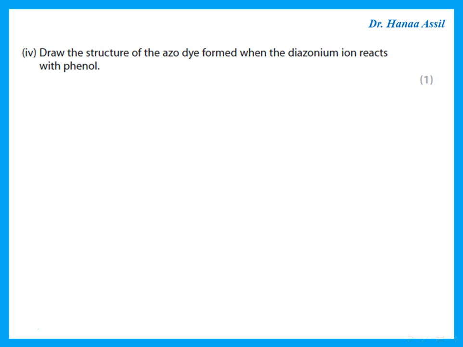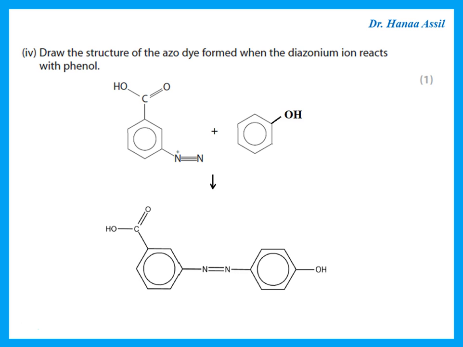Draw the structure of the azo dye formed when diazonium ion reacts with phenol. So he wants to react the diazonium ion with phenol. Remember, when a diazonium ion reacts, this is the kind of product that you should get. The triple bond of the diazonium becomes a double bond. Remember that the OH will be as far away from the diazonium group as possible. So this is what we call a para substitution.